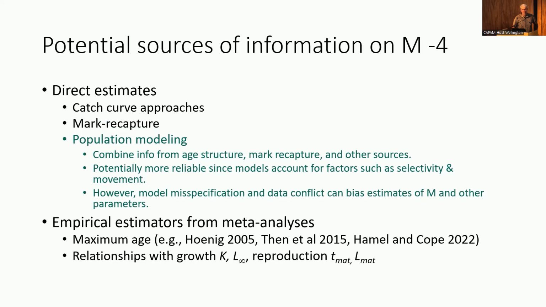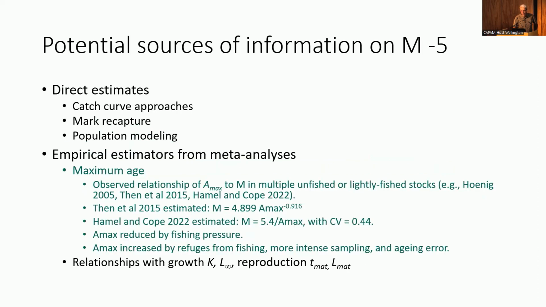It's kind of as difficult to estimate natural mortality in a tuna model as it is to estimate steepness. And then we come to the empirical estimates from meta-analyses. And I guess the favorite at the moment is this one based on maximum age: the observed relationship of Amax to natural mortality in multiple fish stocks.